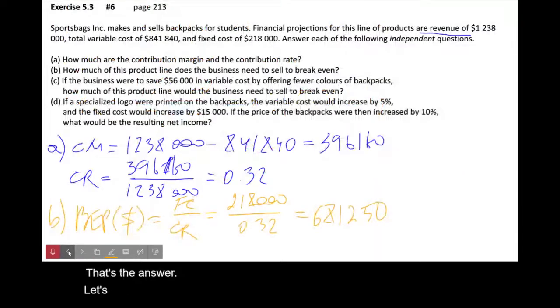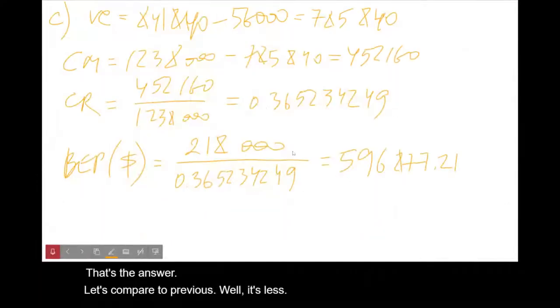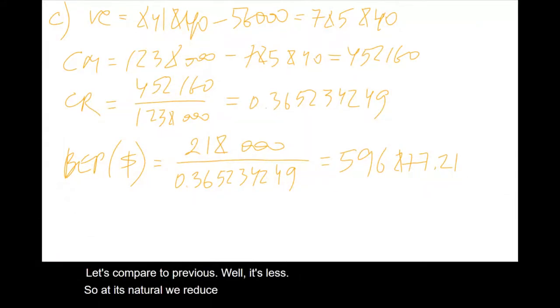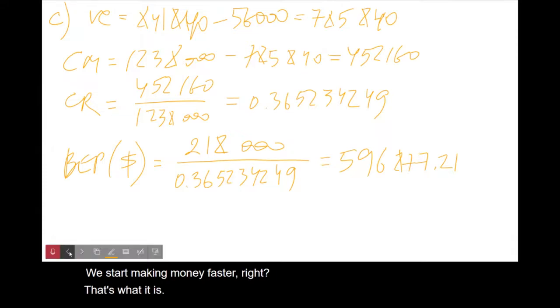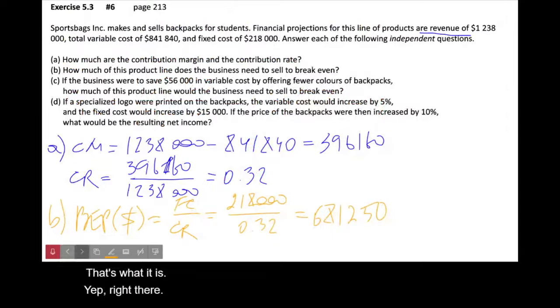Let's compare to the previous. Well, yeah, it's less. So it's natural. We reduce expenses, we start making money faster, right? That's what it is. Okay, let me know when you're done. We still have question D.